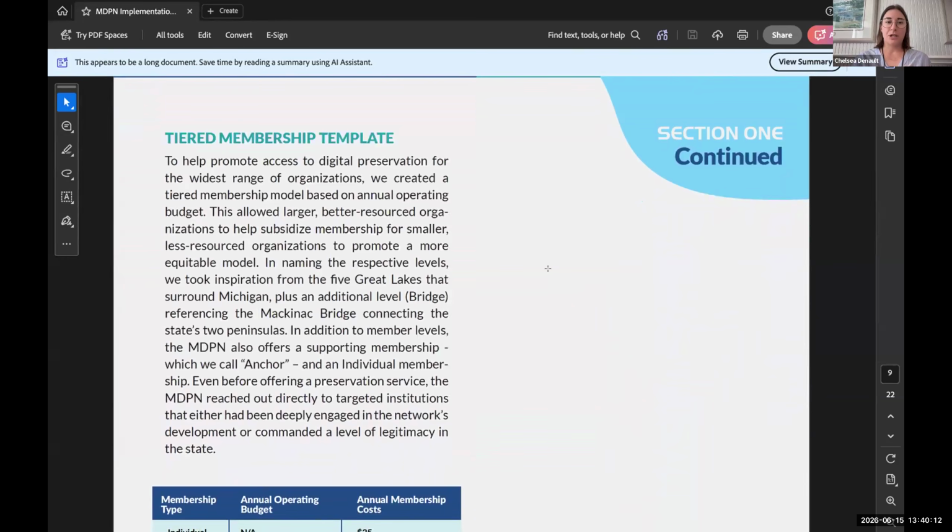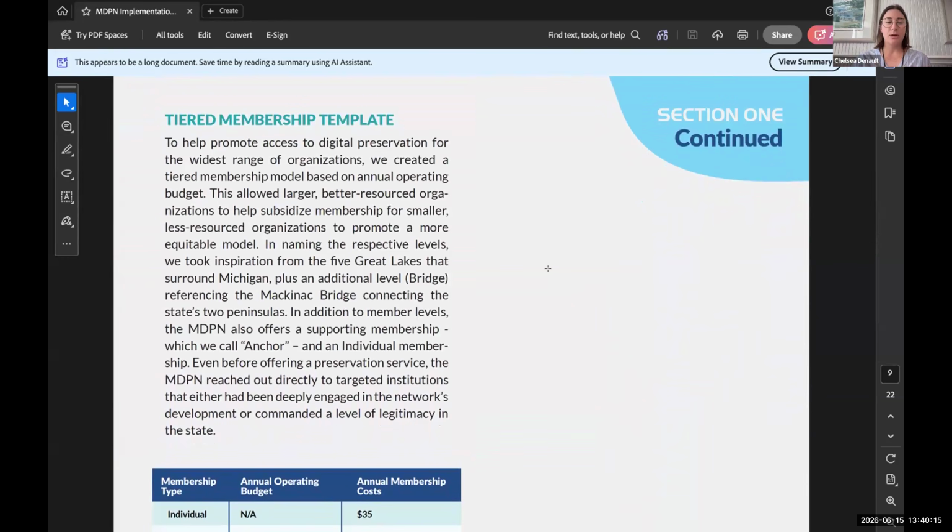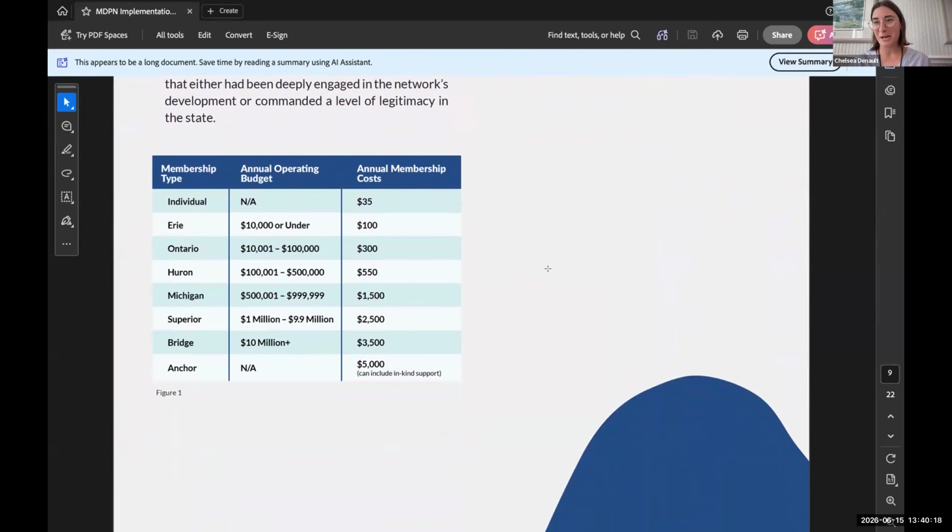We also offer tiered membership in the MDPN. We did this to accommodate the fact that many of the institutions we were primarily created to serve do not have extensive budgets, right? We're lucky if they have any budget. And so we wanted to make membership really accessible, especially to the smallest of the smalls, as we like to call them. And so we put together very early on a tiered membership system that allows smaller organizations to opt in for $100 a year, and larger institutions to opt into MDPN service for, at the most, $5,000 a year.